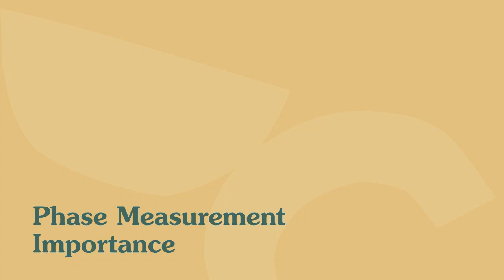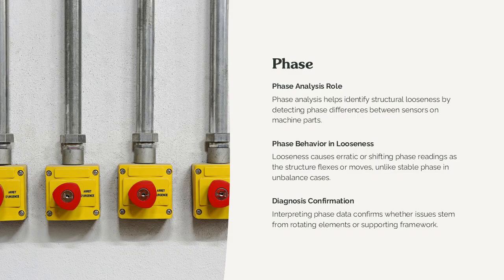Phase measurement importance. This slide emphasizes the diagnostic importance of phase analysis in identifying structural looseness. Structural looseness often causes phase differences between sensors mounted on different parts of the structure, such as the machine feet or bearing housings. Unlike unbalance, where phase remains relatively stable across operating conditions, looseness may produce erratic or shifting phase readings as the structure flexes or moves. The slide explains how to interpret these measurements and how phase data can confirm whether the problem lies in the rotating element or in the supporting framework. Proper phase interpretation is crucial for confident diagnosis.